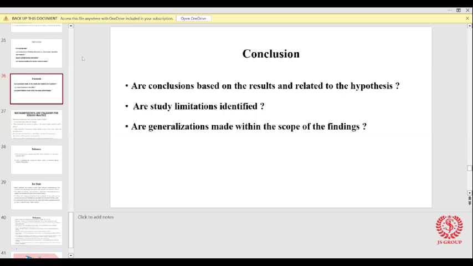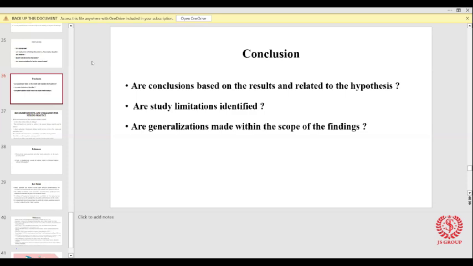Are study limitations identified or not? Everyone should know the difference between limitation and delimitation. Delimitation means boundaries: only VPMM college students, only third year GNM students, only one week of data collection. We make a boundary before starting the research. That is called a delimitation.